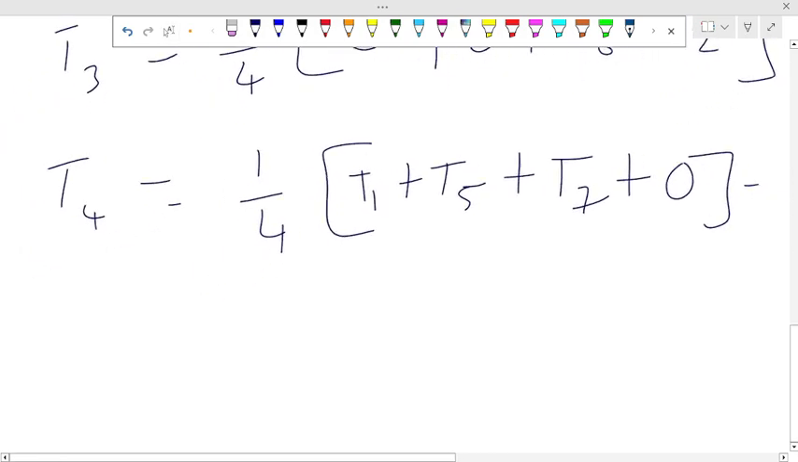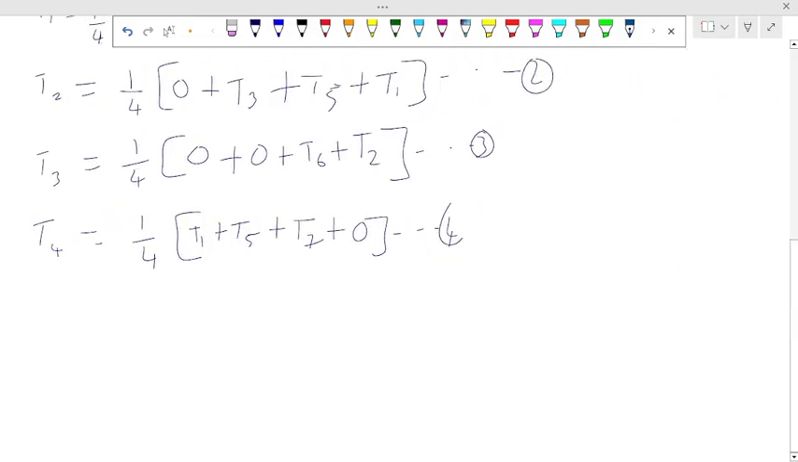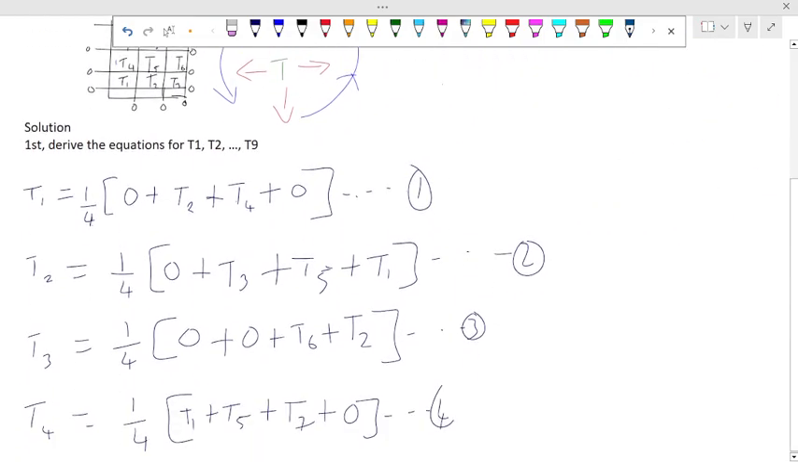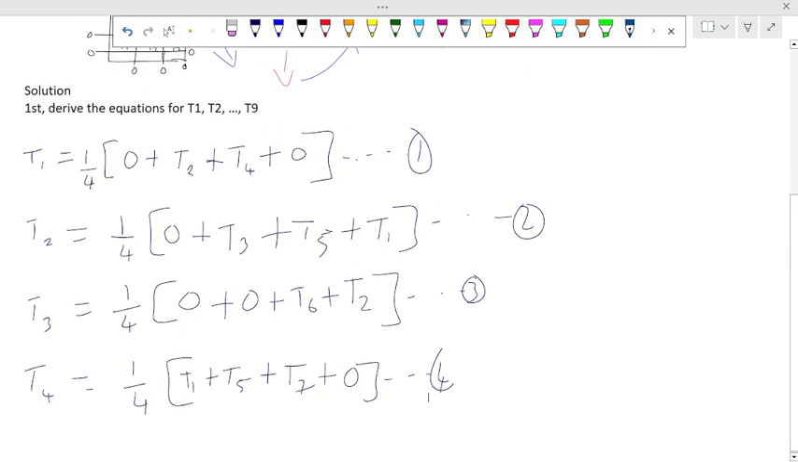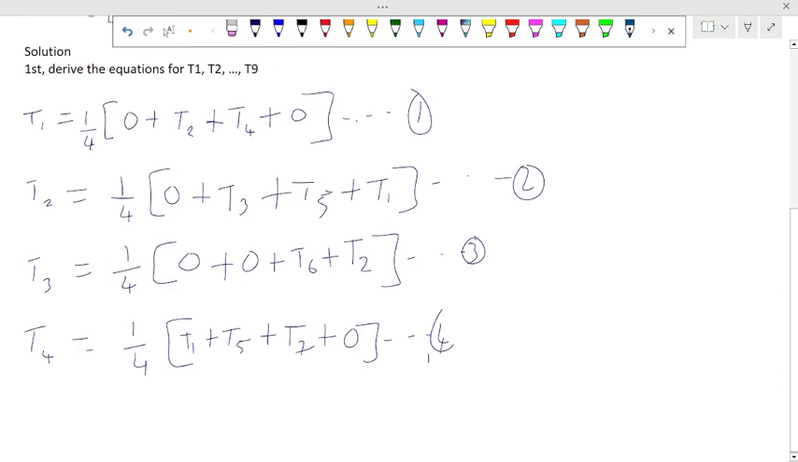I believe you can see the pattern. What we are doing right now is to derive the equation for the 9 T's, T1 to T9. And when we derive these equations, we are going to make use of them in our iteration, up to the 10th iteration. We are done with the equation. How do we make this iteration? I will show you how to do that in the next video.